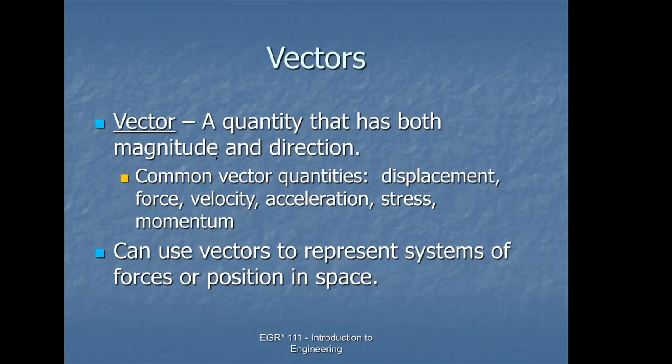All right. So, like I said previously, a vector just has both magnitude and direction, right? And common vector quantities are displacement, force, velocity, acceleration, stress. And there are two things we're going to use it for. You can use a vector to represent a position in space, like a certain location, or you can use it to represent a force. We'll do both of those.